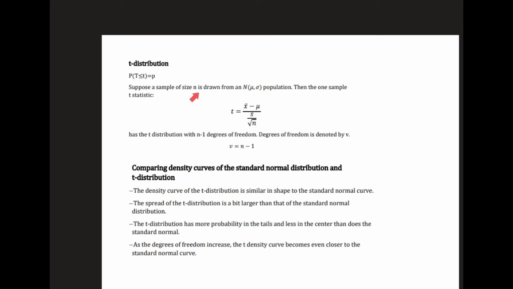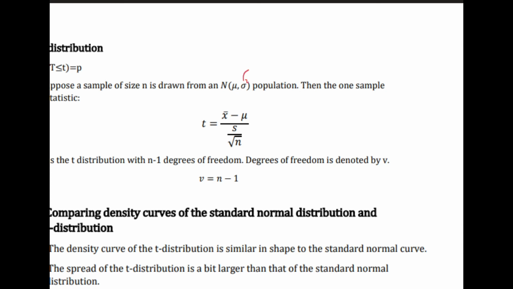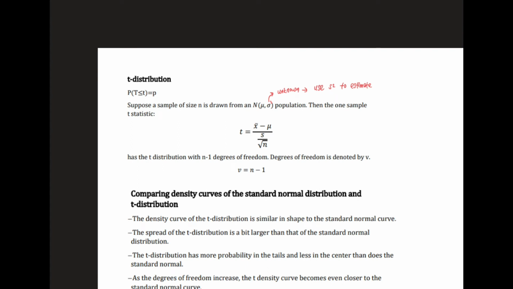Suppose a sample of size n is drawn from a normal distribution, then the one sample t statistic, t equals x bar minus mu over s over square root n. So this is the formula to count the t statistic. When you look at this formula, you can see s there. That means we don't know the population's variance. This one is unknown, so you have to use s squared to estimate. You get the unbiased estimator for the population variance, the s square, and then you square root it, you get the s, and you put it here. Then you get the test statistic.